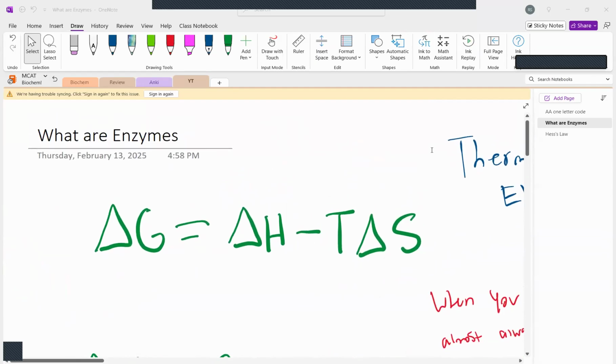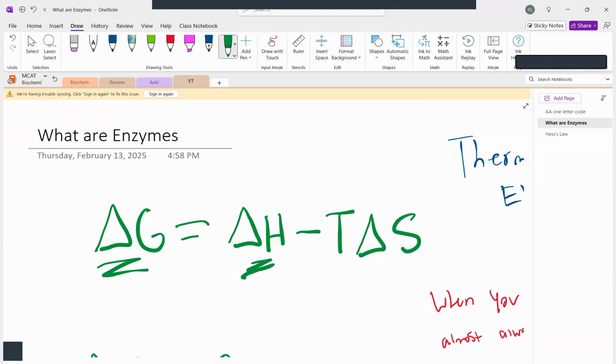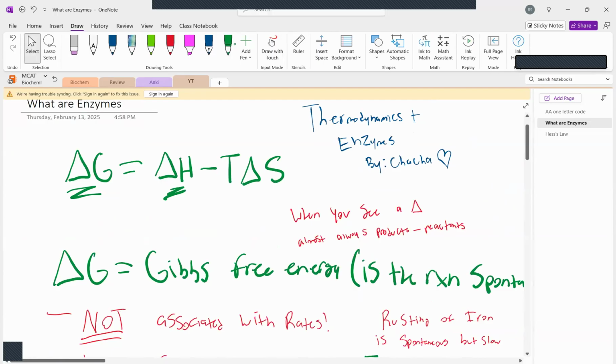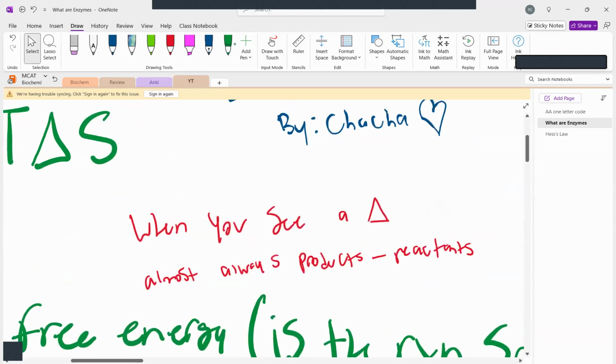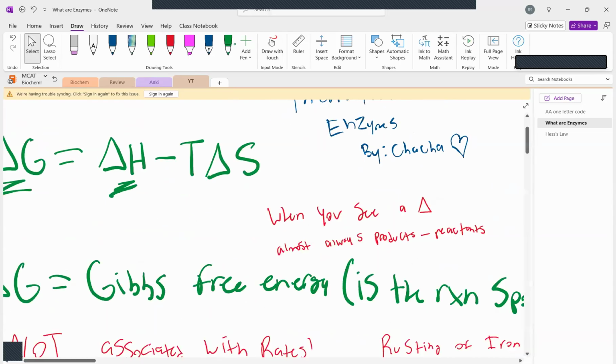So delta G, which is Gibbs free energy, is equal to delta H, which is enthalpy, minus T, which is temperature, times delta S. And just a common thing, whenever you see a delta, maybe if you're not the most math inclined person, it's almost always products minus reactants.